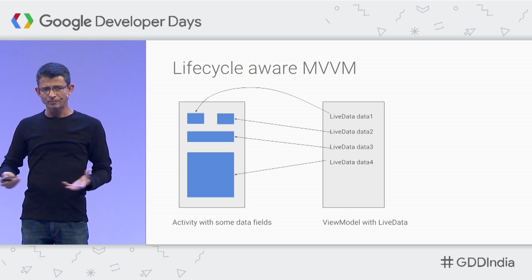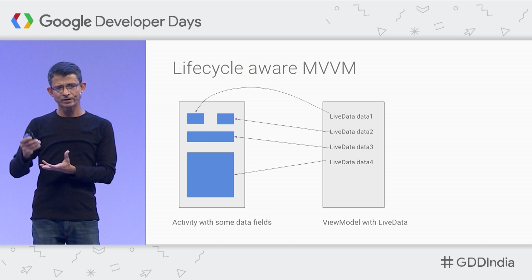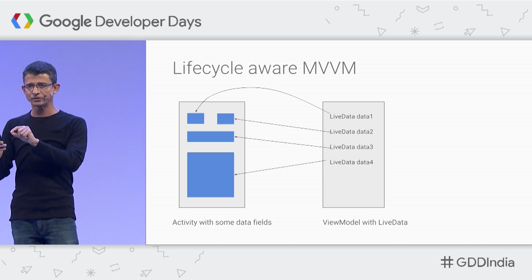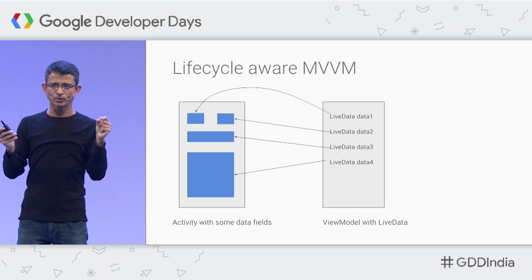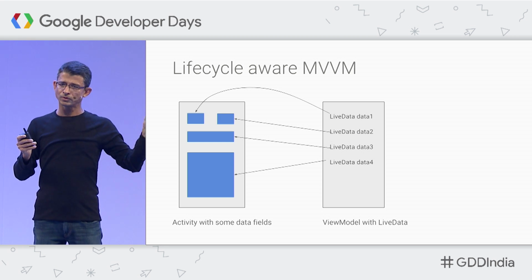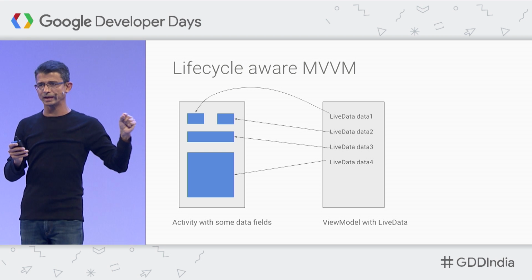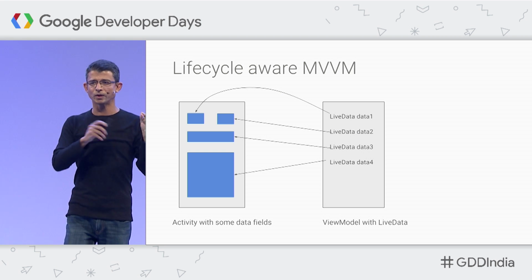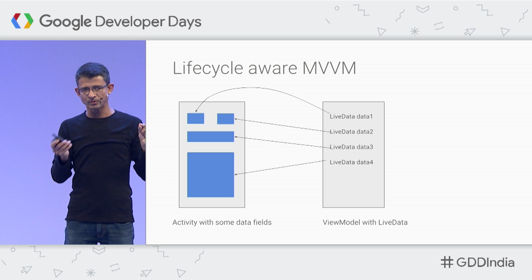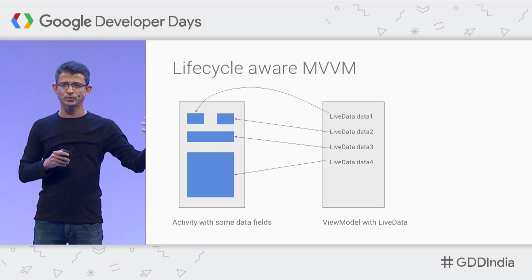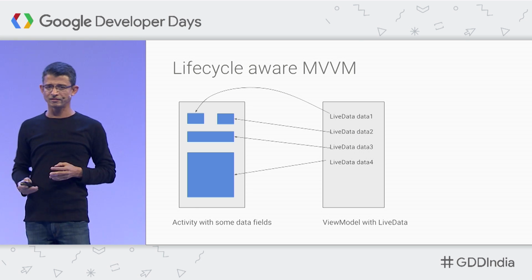A view model here I'm using almost as a holder for LiveData objects, and the LiveData is essentially a lifecycle-aware component where it is tied to a widget or a view element on the activity, and it knows when to update that. So it automatically updates because it's aware of the lifecycle of that component. That's at a very, very high level.